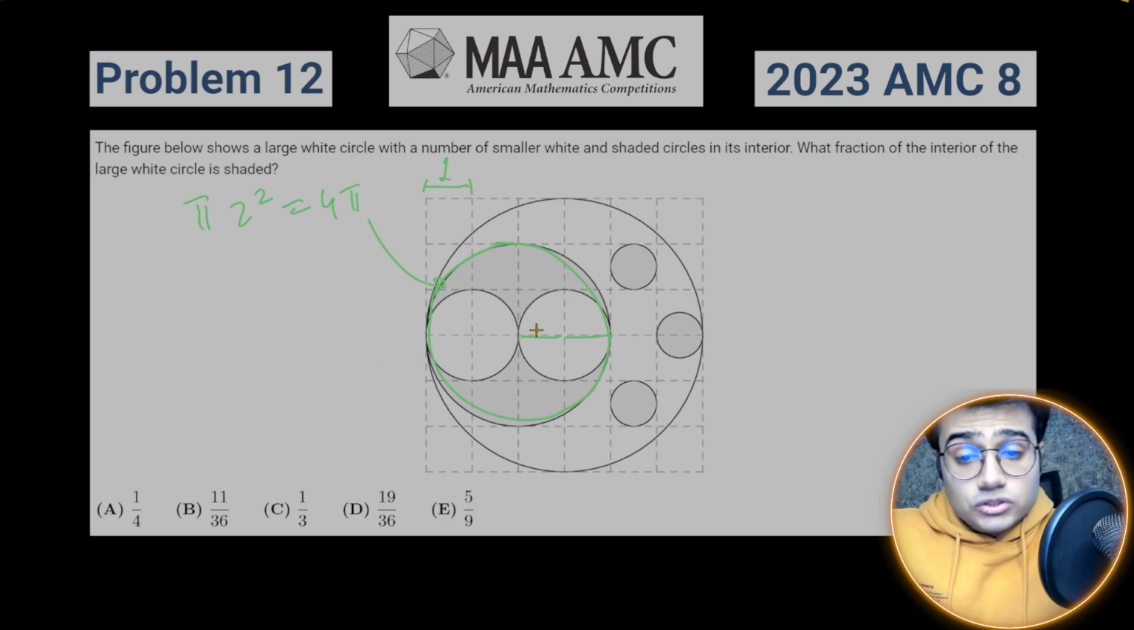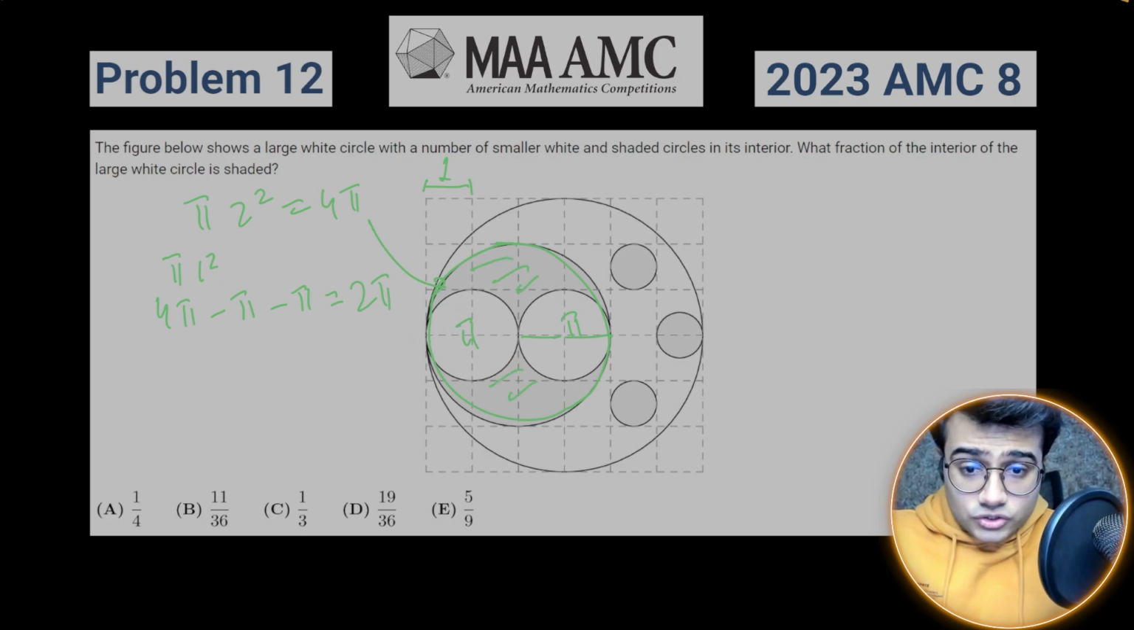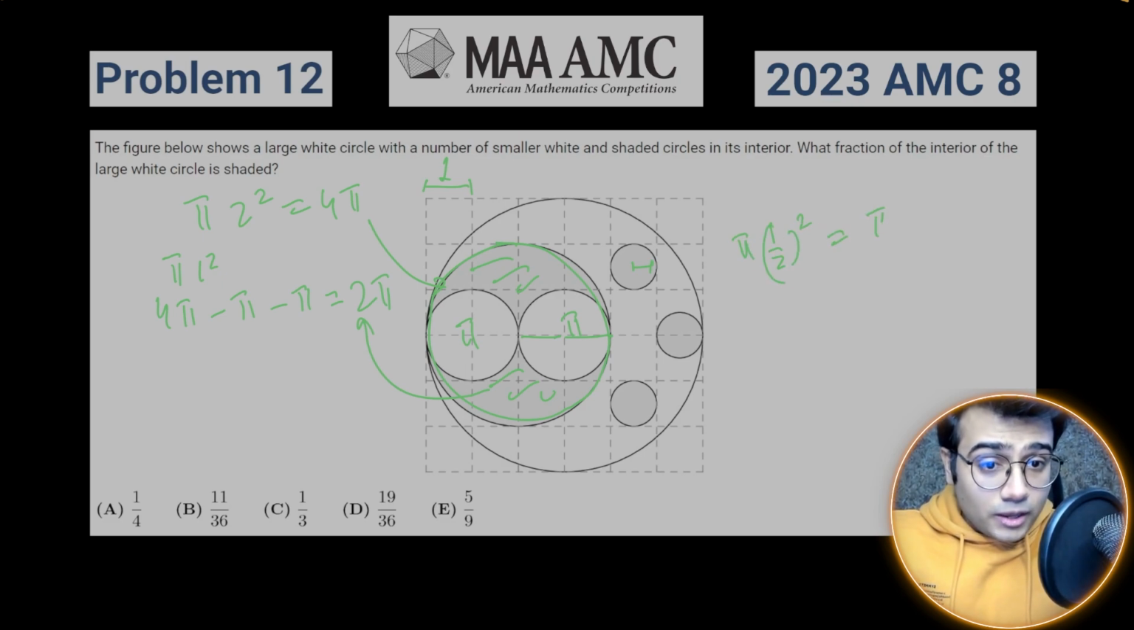Now to find the shaded region, we have to subtract the area of these 2 small white circles. Well, they have a radius of 1, so they each have an area of pi times 1 squared, so that's pi and pi. When we subtract that from 4 pi, that's going to give us a total of 2 pi. So that's this shaded area, that's 2 pi. Now what's the other shaded region we have? It's the area of these 3 circles. These circles have a radius of 1/2, so the area would be pi times (1/2) squared, which is going to be pi by 4. Since there are 3 of them, we multiply this by 3 and we get 3 pi by 4.